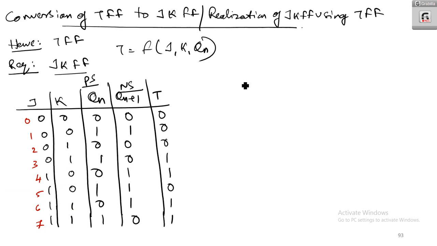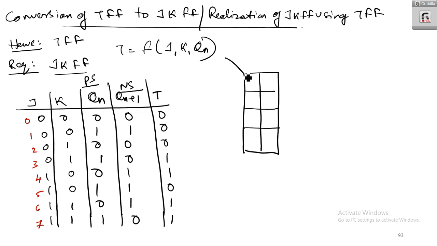Now I am going to draw the K-map. Here what we are having is JK and Qn: 0, 0, 0, 1, 1, 1, 1, 0. This is J bar K bar, J bar K, JK, J K bar. And 0, 1, that is Qn bar and Qn, with cells 0, 1, 2, 3, 4, 5, 6 and 7.